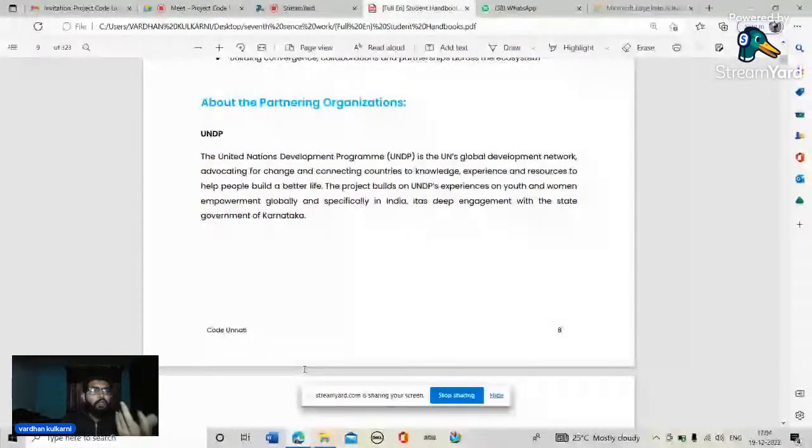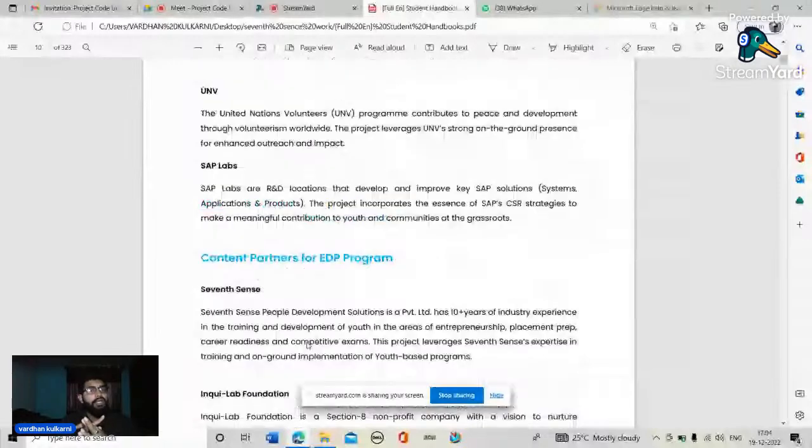Okay, so what is UNV? UNV is United Nations Volunteers. The program contributes to peace and development through volunteerism worldwide. The project leverages UNV's strong on-ground presence for enhanced outreach and impact. And SAP Labs are R&D locations that develop and improve key SAP solutions, system applications, and products. These labs incorporate SAP's CSR strategies to make meaningful contributions to youth and communities at the grassroots.